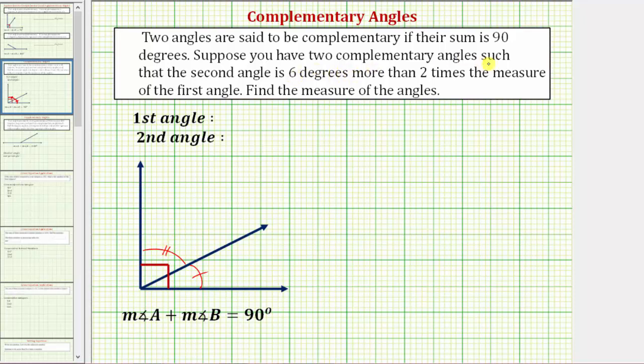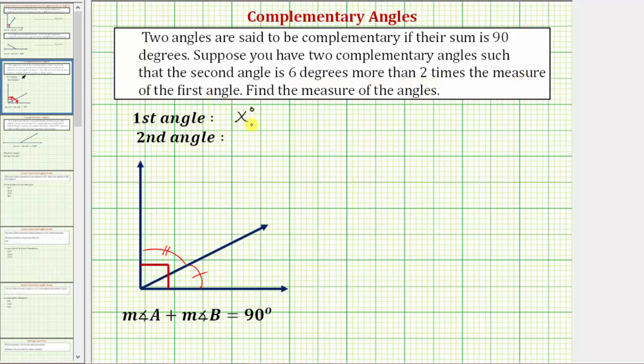Suppose you have two complementary angles such that the second angle is 6 more than 2 times the measure of the first angle. We're asked to find the measure of the angles. Because we don't know the measure of the first angle, let's let the first angle be equal to x degrees. And now we need an expression for the second angle, given we know the second angle is 6 more than 2 times the measure of the first angle.